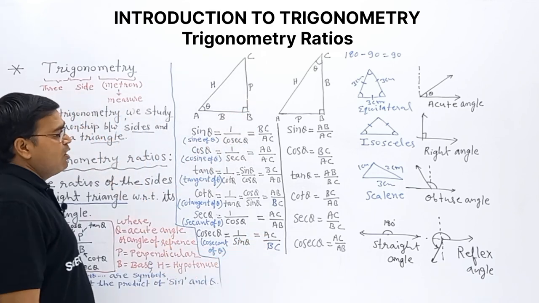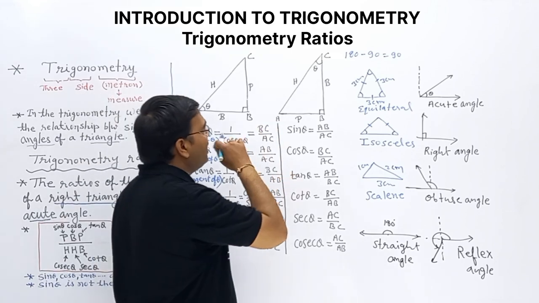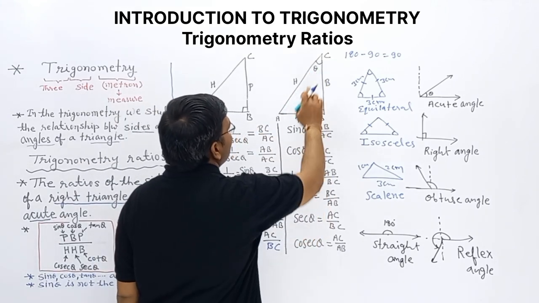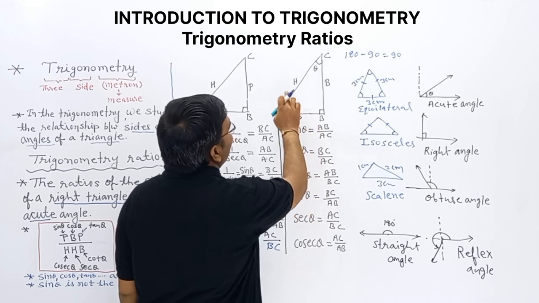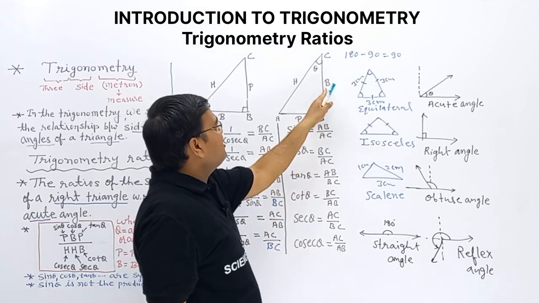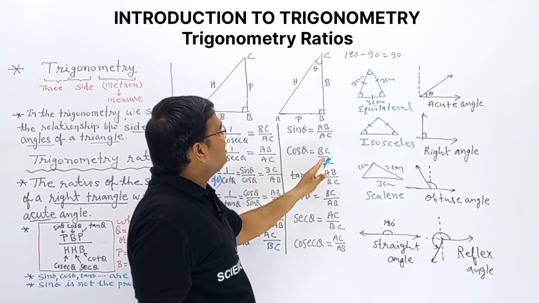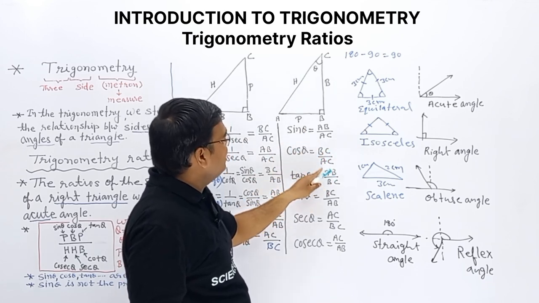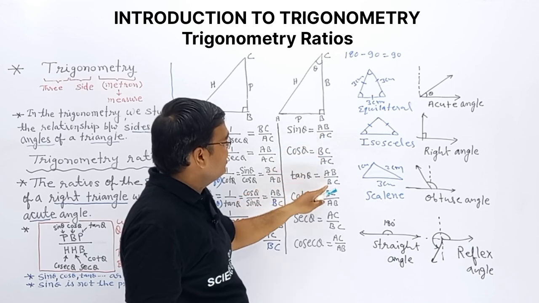Clear? Now observe this one. How is it happening? Sin theta is what? This is the perpendicular, so AB upon AC will be sin theta. Clear? Cos theta will be what? Base upon hypotenuse, BC upon hypotenuse AC. Tangent theta is the ratio sin theta upon cos theta, AB upon BC.